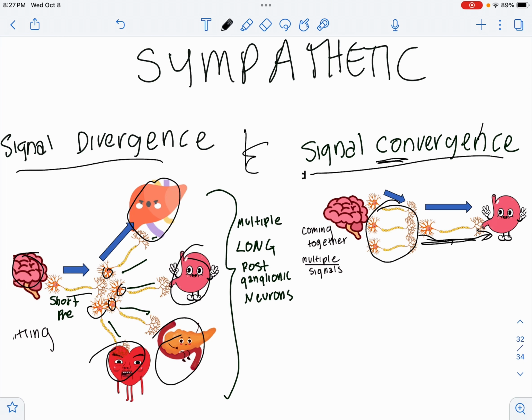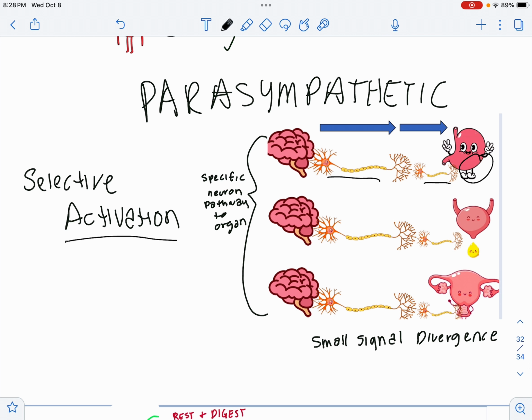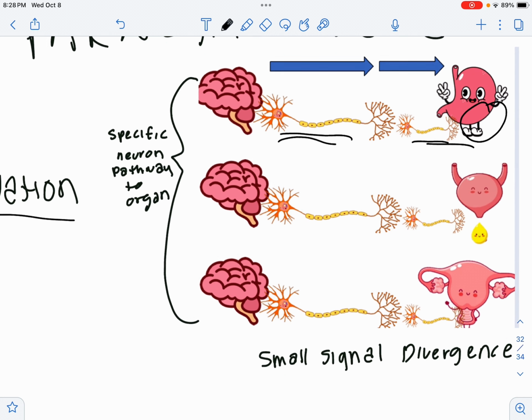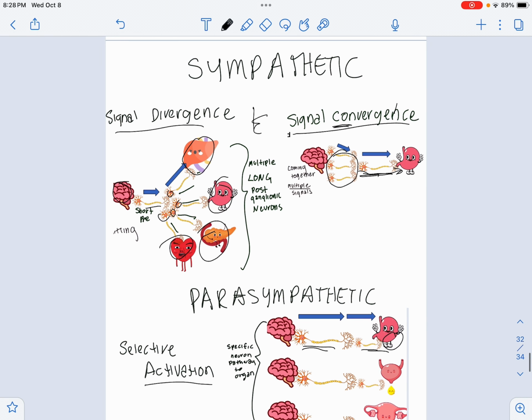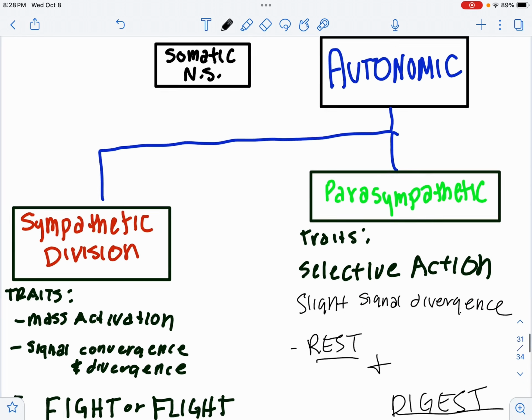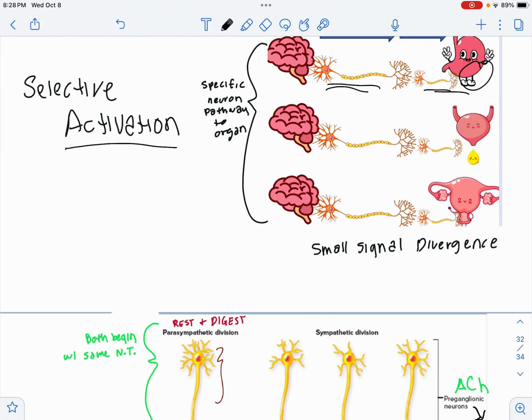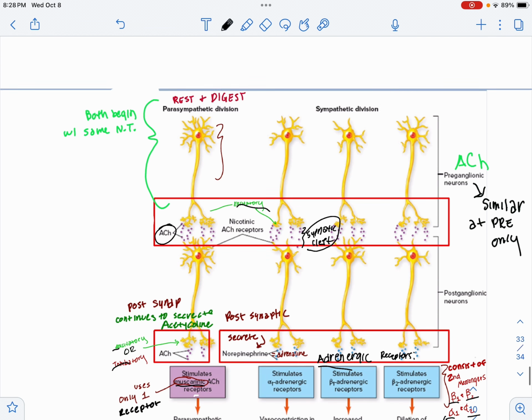Sympathetic does both of these, or either or, while parasympathetic sticks to selective activation. So it's very one-to-two segments, not a bunch. It's sought out and well synthesized, because sympathetic is more of a reflex, fast reaction, while this is more slowed down and direct. And it includes small signal divergence.